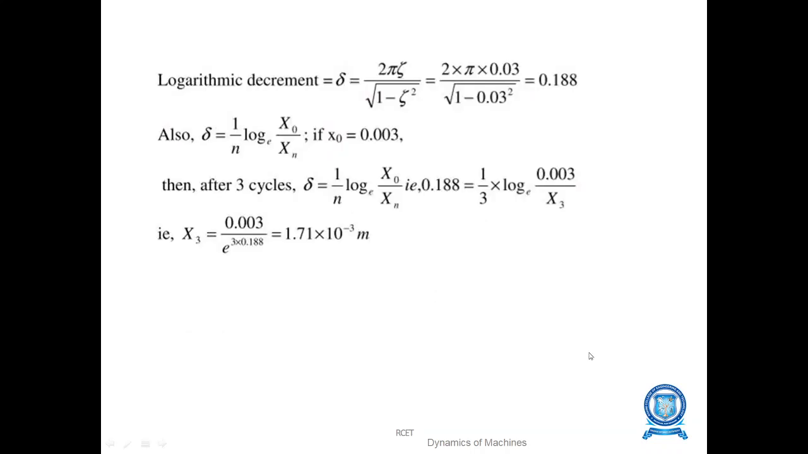98.99 radian per second. To find logarithmic decrement, 2 pi eta by root of 1 minus eta square is equal to 2 into pi into 0.03 divided by root of 1 minus 0.03 the whole square, which is 0.188. After 3 cycles, the value becomes e power 3 into 0.188, which is 1.71 into 10 power minus 3 meter. So this is a problem for finding the logarithmic decrement, its amplitude value, etc.